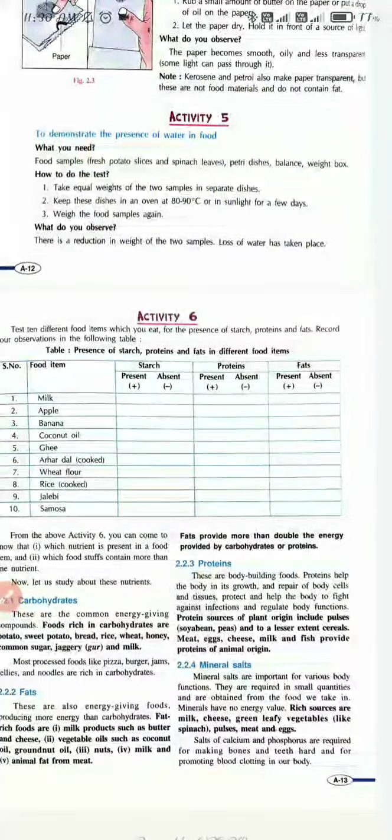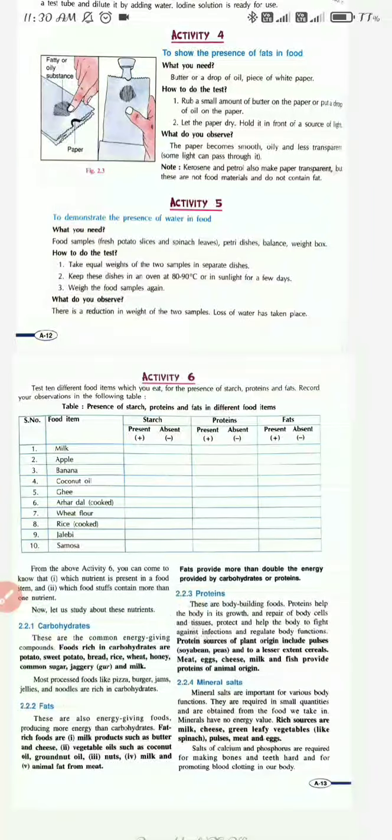Next, in activity 6, what you can do is test 10 different food items which you eat for the presence of starch, proteins and fat. Record your observations in the following table. So you can take different food items, suppose 10 of them. Then you can see the presence of starch, proteins and fats, like the activities I have shown, by taking those steps.